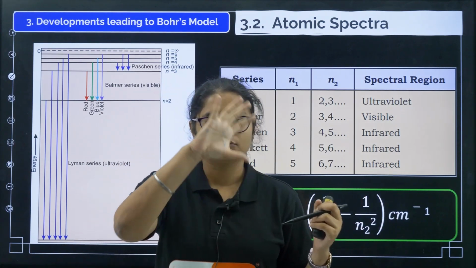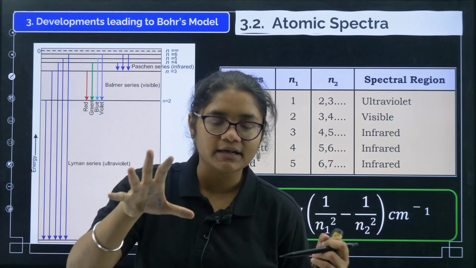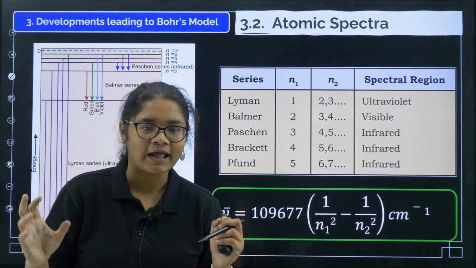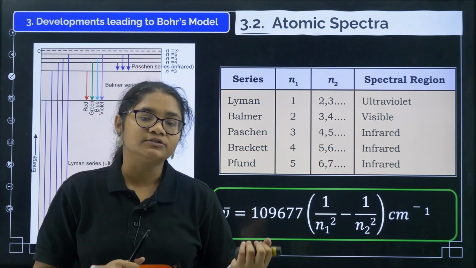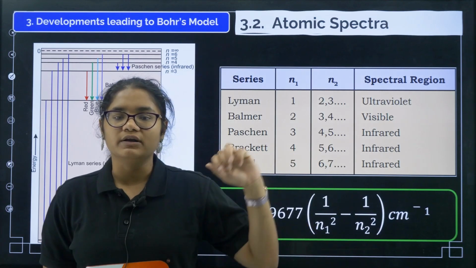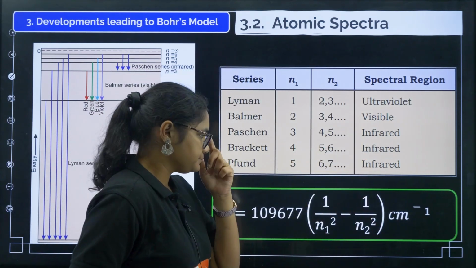Under that we understood what is wave nature and what is the particle nature, and particle nature was given by 2 important events again, that is black body radiation and photoelectric effect. Now the second thing which was a development that led to the Bohr's model was your atomic spectra. So what is this atomic spectra?